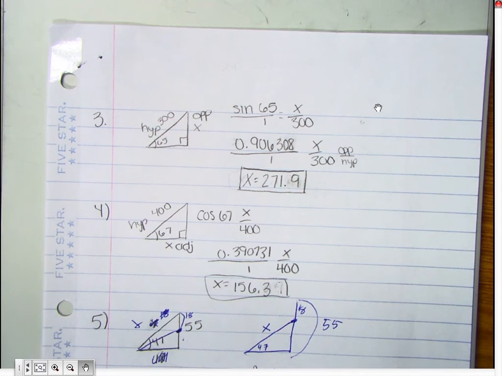The top string of a kite makes an angle with the ground of 65 degrees. The length of the string is 300 feet. What is the height of the kite to the nearest tenth? We did the hypotenuse 300, and it said to find the height, so the opposite would be x. And we did sine of the angle 65, and we cross multiplied and got 271.9 feet. Good. Number 4, come on up.